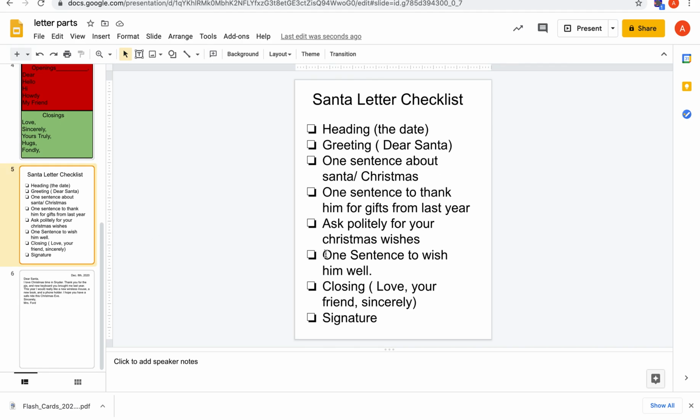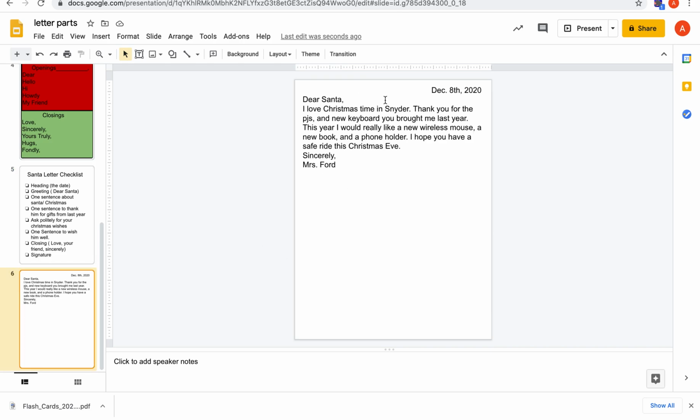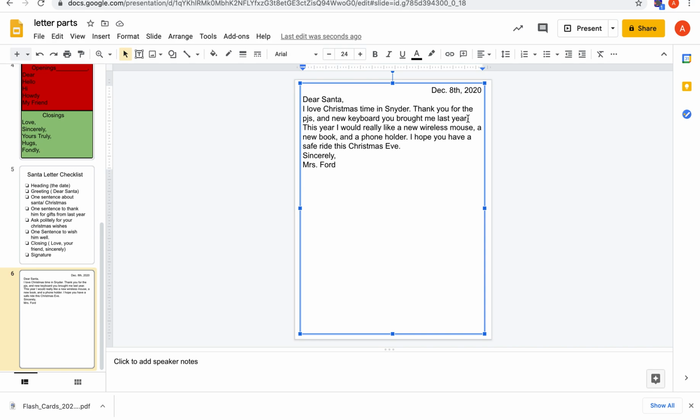Okay? Then, is this the only letter you can write? Are these the only things you can include? No. If you want to ask him a question, ask him one in the body. Where would you put it? Maybe after thanking him for what he brought last year, you could write a question in there. How are the reindeer? Do you have a favorite cookie? How do you get around the world? Things like that can go right there.